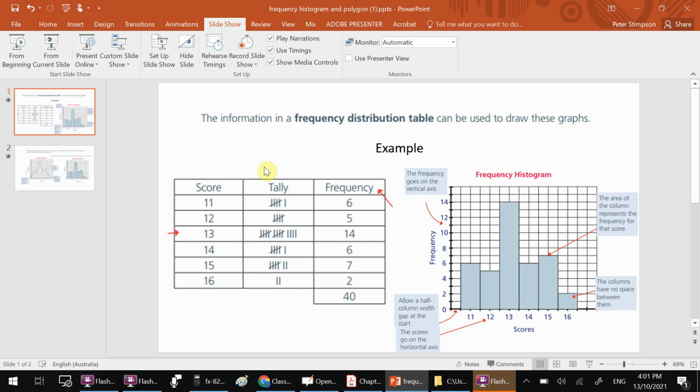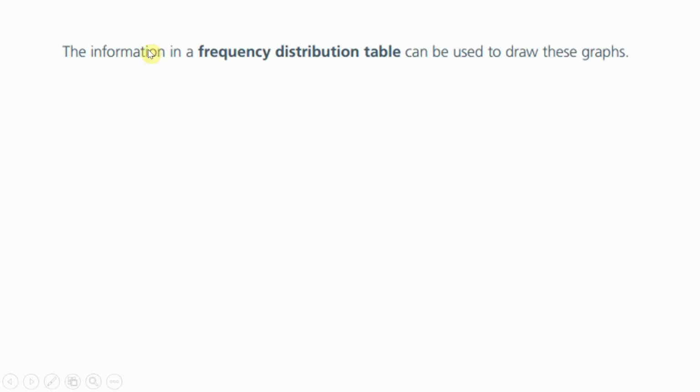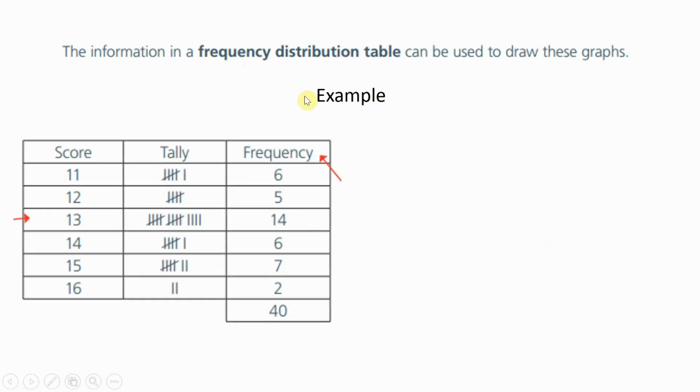Okay, Year 8, let's have a look now at frequency histograms and polygons. And this is all 708. So let's have a look. It starts with a frequency distribution table. And so let's have a look at one.